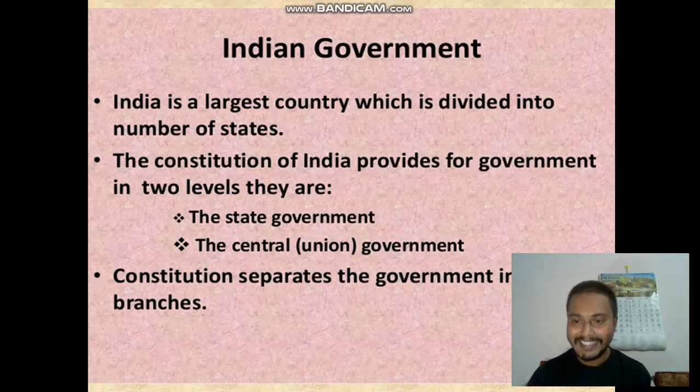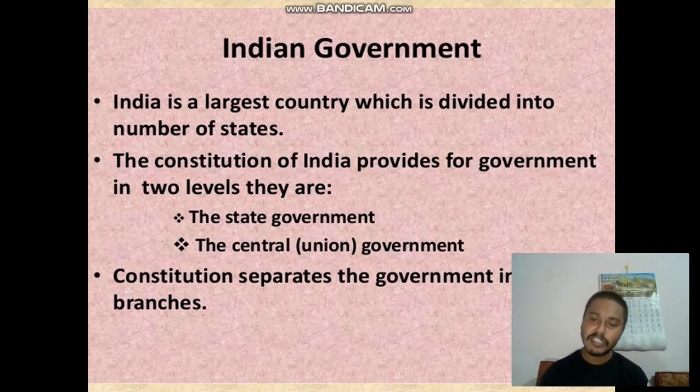First, our country India is a big country. It is divided into a number of states, 29 of them, and 7 union territories. The Constitution of India provides for government at two levels, the central government in Delhi and the state governments. But there is another government, the local government, which you have read in class 6, under which we find the Panchayati Raj system, the district level governments, the block development officer, and all these.